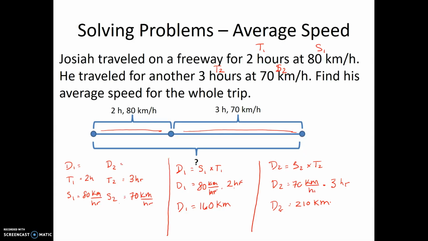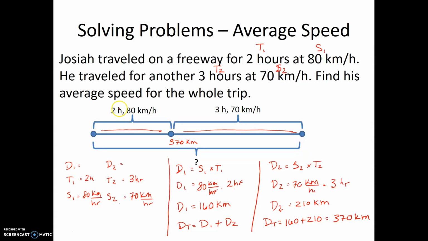Okay, so now we know how far this whole thing is. Our total distance is distance 1 plus distance 2. So distance total is going to equal 160 kilometers plus 210 kilometers, which equals 370 kilometers. Okay, so let's stop there for a second. This whole thing is 370 kilometers.